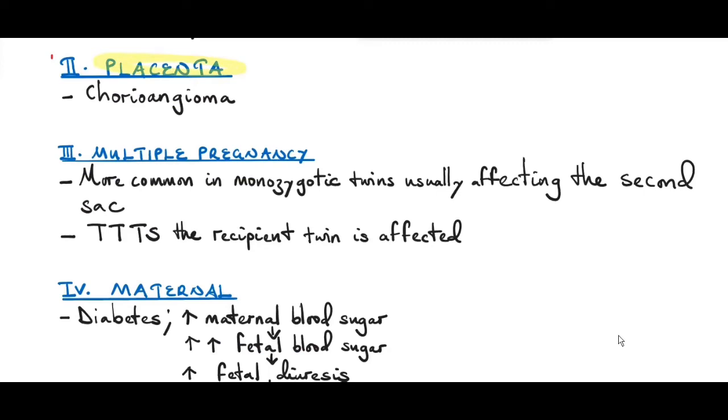Placenta causes of polyhydramnios are chorioangioma. A chorioangioma is a tumor of the placenta. So the tumor grows from a single vellus consisting of hyperplasia of blood vessels as well as connective tissue. So the hyperplasia of the blood vessels and connective tissue results in increased transudation of fluid from the tumor. Remember, we said one of the ways that amniotic fluid is produced is from the placenta.